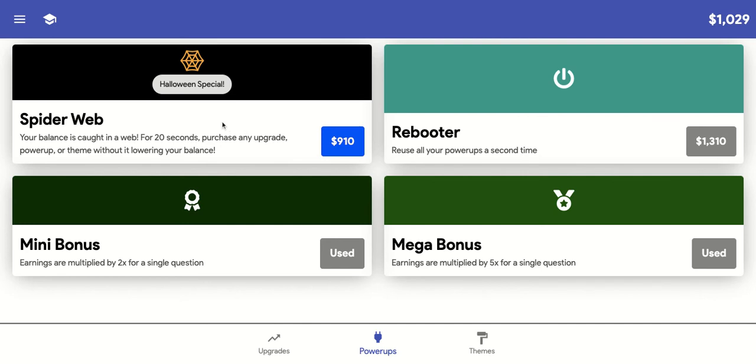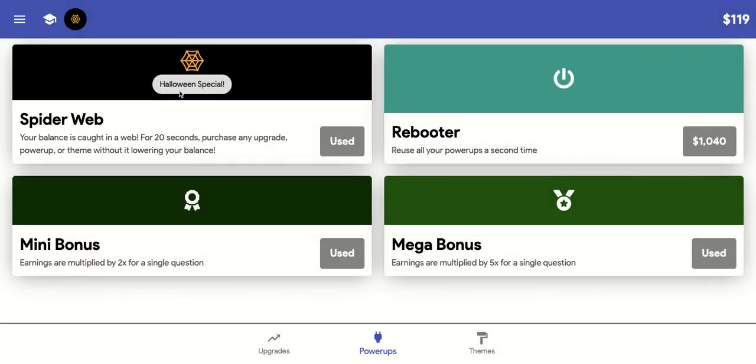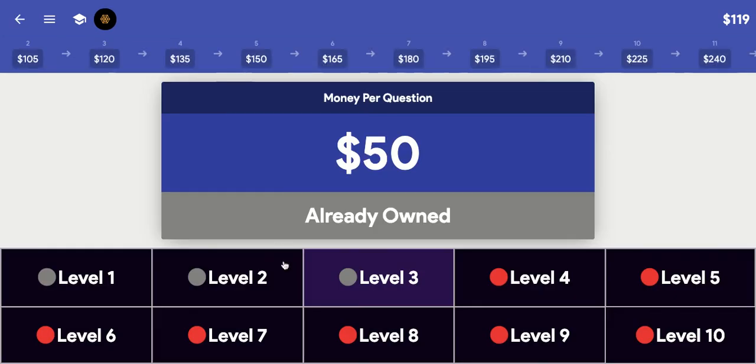But I could go in and buy this spider web, and for 20 seconds, I could purchase any upgrade or power up or theme without it lowering my balance. So if I go ahead and buy that, and then what I'm going to do is use it. And what I should find is I could go in and mess around and see if there's anything I could buy. But it looks like I don't have anything, and that was a waste.